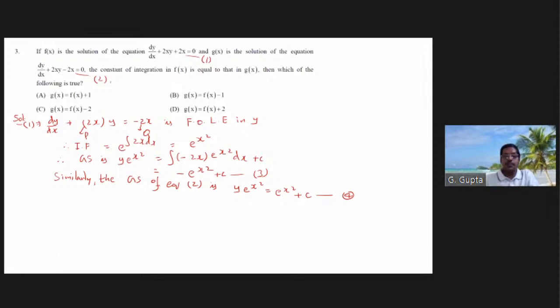So just observe in third and fourth, the solutions of the given two differential equations, the constant of integration is same. That is given. Constant of integration in f(x) is equal to the constant in g(x). So what can you say from 3 and 4, which are the solutions of the two given differential equations?